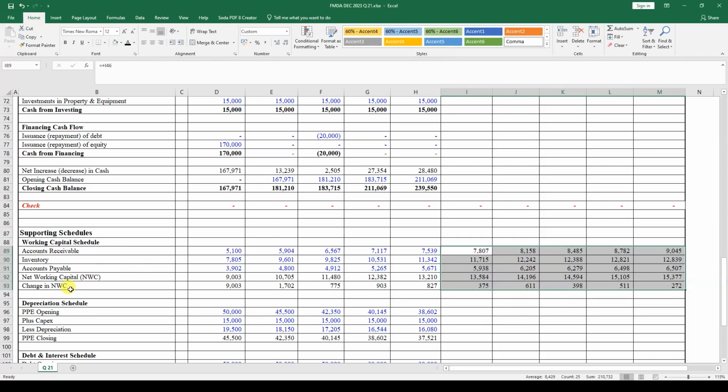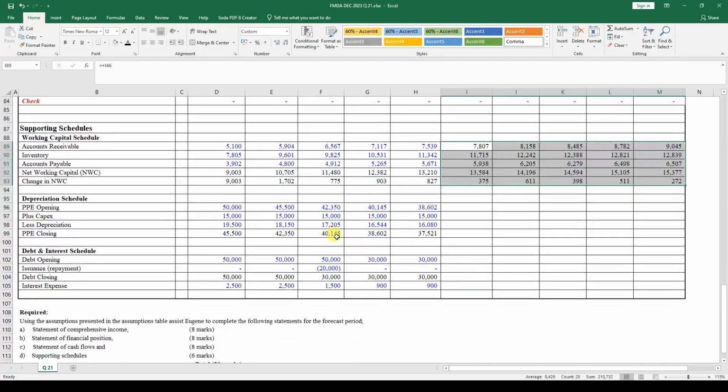The change in net working capital is going to be useful in computing some items in the cash flow statement, pardon me. So we move down to the next supporting schedule, depreciation schedule. Now we can see something that is very unique from the historical values here. This value, which is the opening PPE, is picked from the closing value here. This one has been picked from there. So it goes without saying that this value here will be picked from the value there.